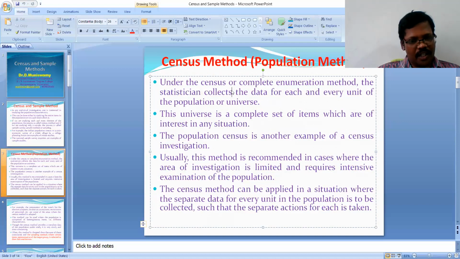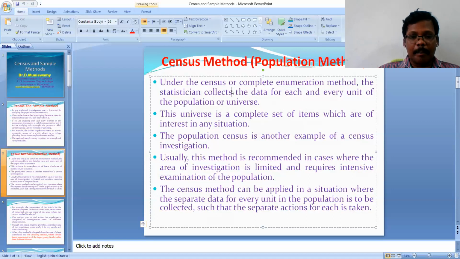Usually this method is recommended in cases where the area of the investigation is limited and requires intensive examination of the population. Particularly, we use this type of census method where the population size is very small. We discussed many times that whenever there is large data, taking the information from all those people is very difficult. It is not at all possible. That's why this method is recommended where the area of the investigation is limited and requires intensive examination of the population.